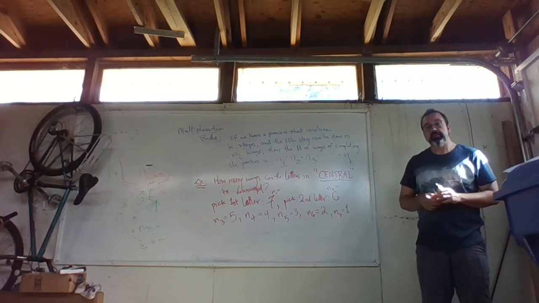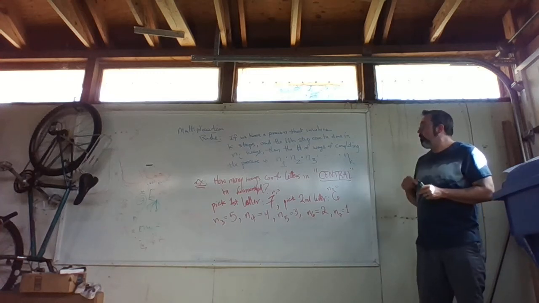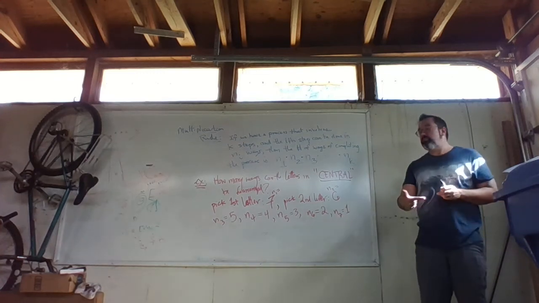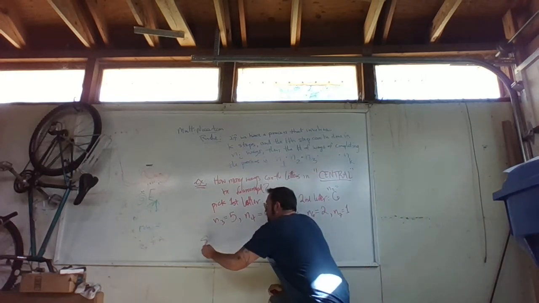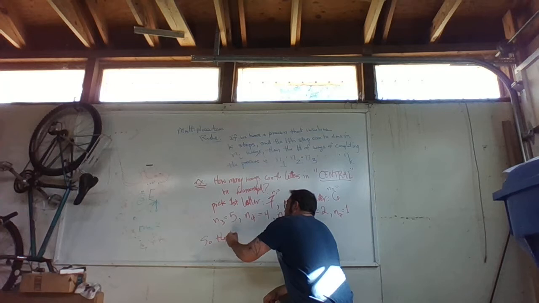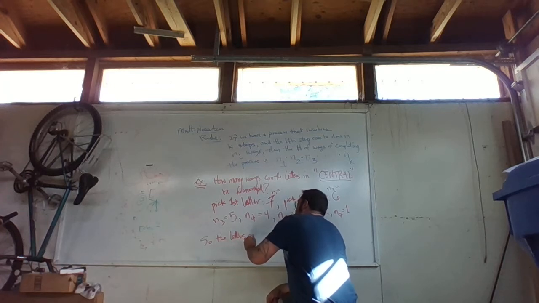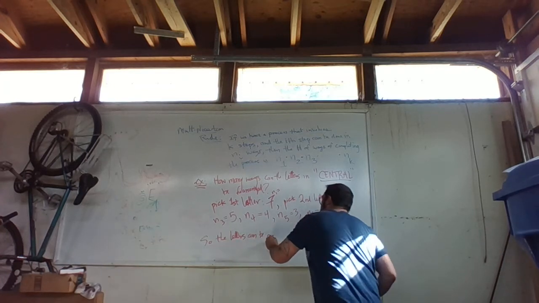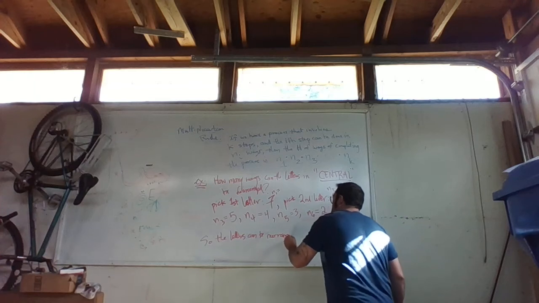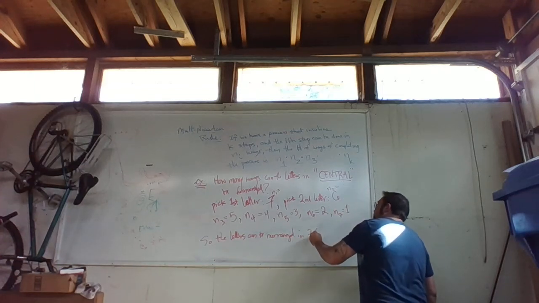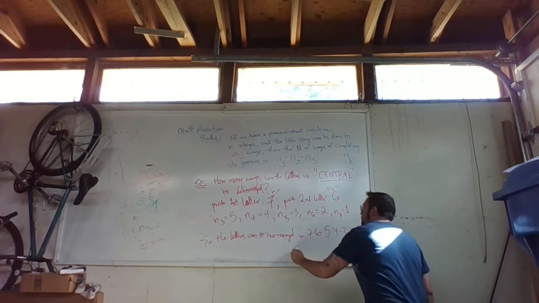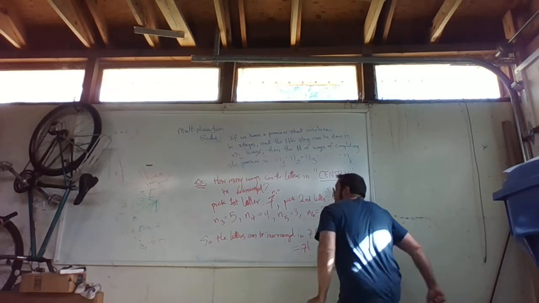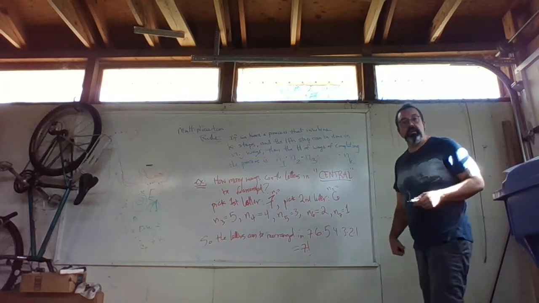The multiplication rule now says that to find the number of ways to complete this process, we take each of these numbers and multiply them together. So the letters can be rearranged in 7 times 6 times 5 times 4 times 3 times 2 times 1, which is 7 factorial ways.